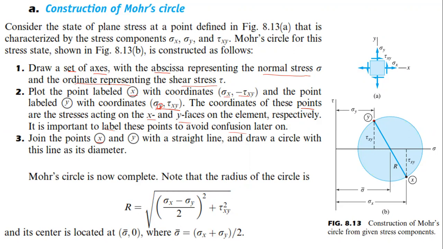So our center is sigma average, 0, then our radius corresponds to this value. Okay?